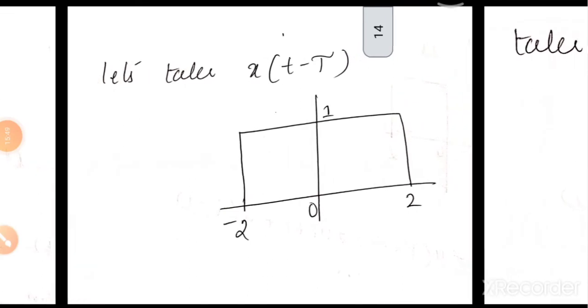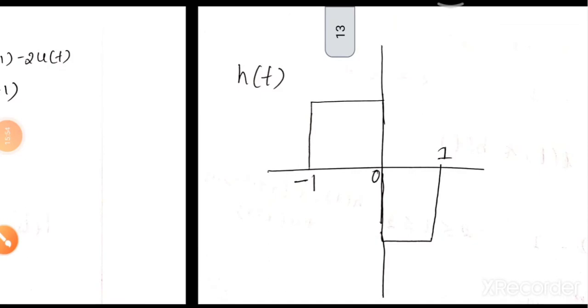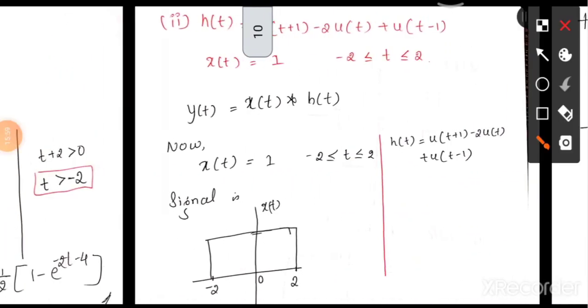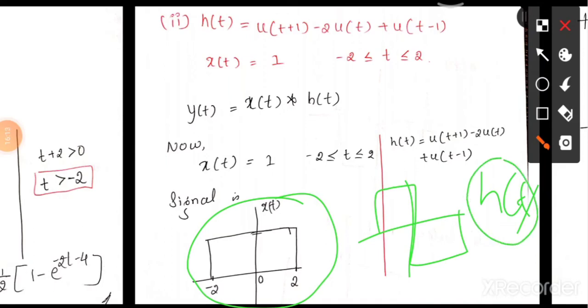Okay, and now we are supposed to reverse any one signal. This is your x of t signal and this is your h of t signal. Any one signal has to be reversed. I suggest, instead of reversing the h of t signal, I wish you to reverse and shift this signal x of t, because it is from minus 2 to plus 2 with a magnitude 1.